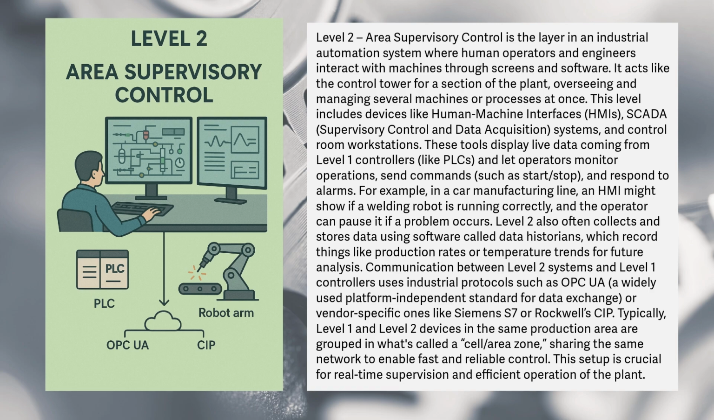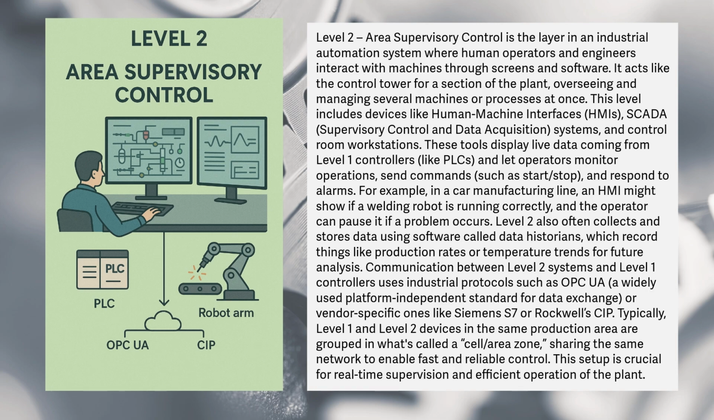Level 2 also often collects and stores data using software called data historians, which record things like production rates or temperature trends for future analysis. Communication between Level 2 systems and Level 1 controllers uses industrial protocols such as OPC-UA, a widely used platform-independent standard for data exchange, or vendor-specific ones like Siemens S7 or Rockwell CIP.